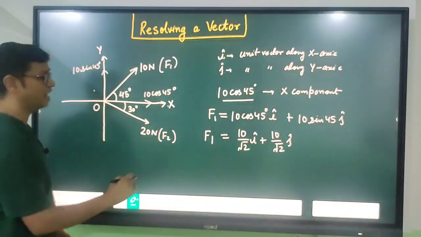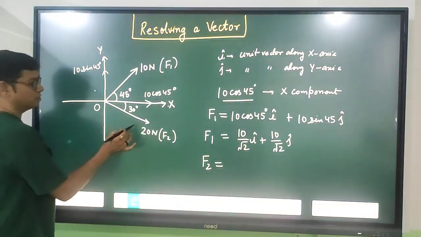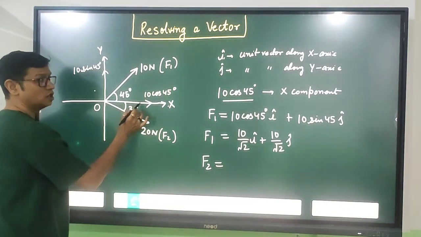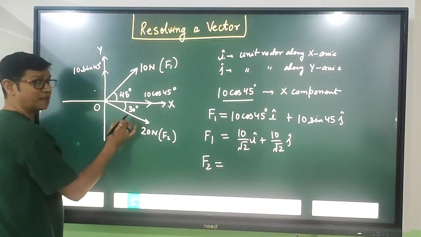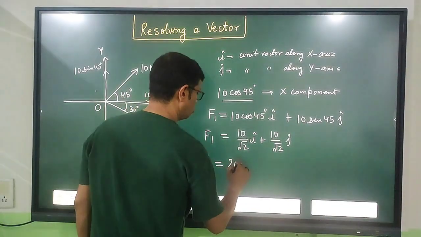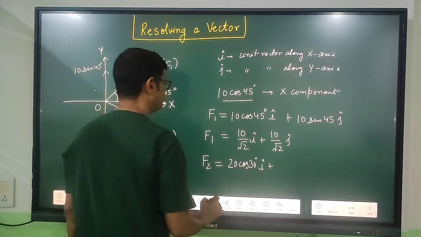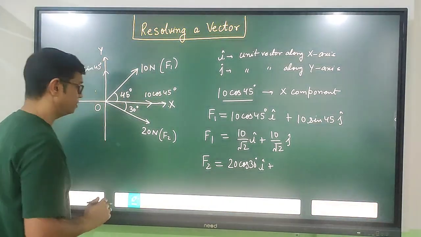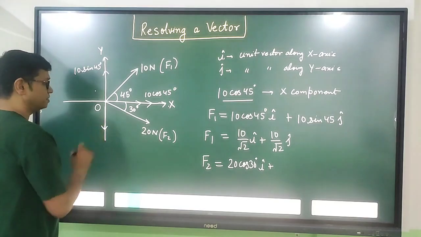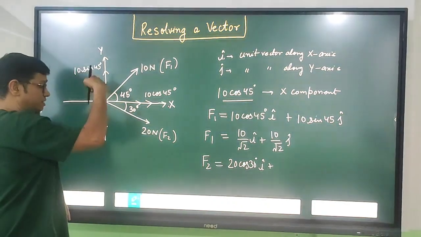So now F2 can be written as, there will be a 20 cos along the x-axis, 20 cos 30, because the angle has been given from the x-axis. So it is 20 cos 30 degrees times i cap plus. Now understand, this is one component, the other component would be like this, and this is along the minus j axis, right? This is negative, this is plus j cap, this is minus j cap.